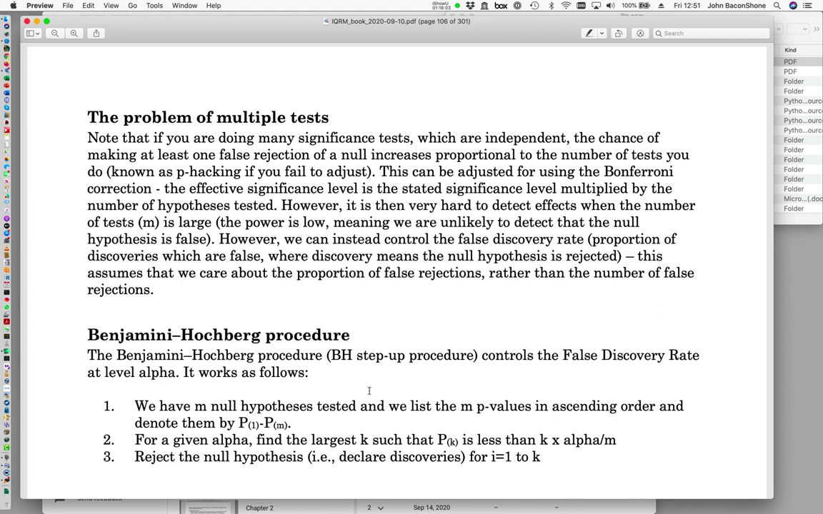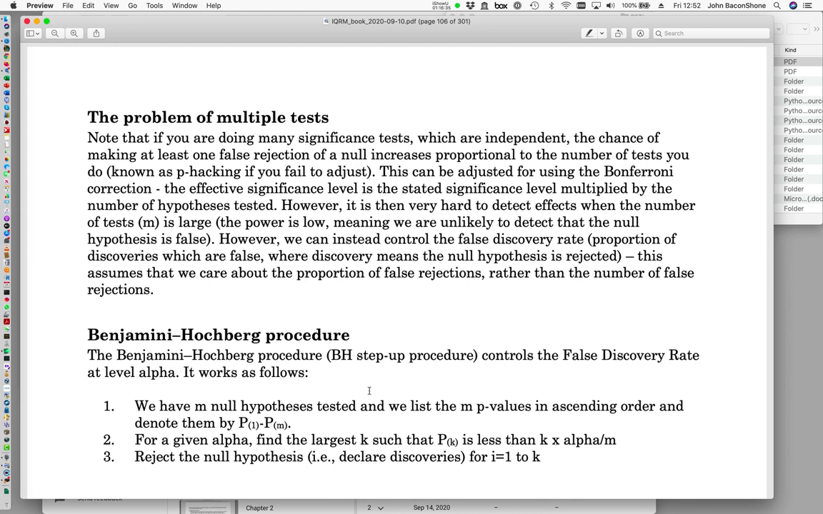Okay? Now, there is a slight problem with using the Bonferroni correction, and that is that it's then very hard to detect effects when you do a large number of tests, meaning the power is low, so we're unlikely to detect that the null hypothesis is false. So Bonferroni is if we're saying we don't ever want to falsely reject the null hypothesis.